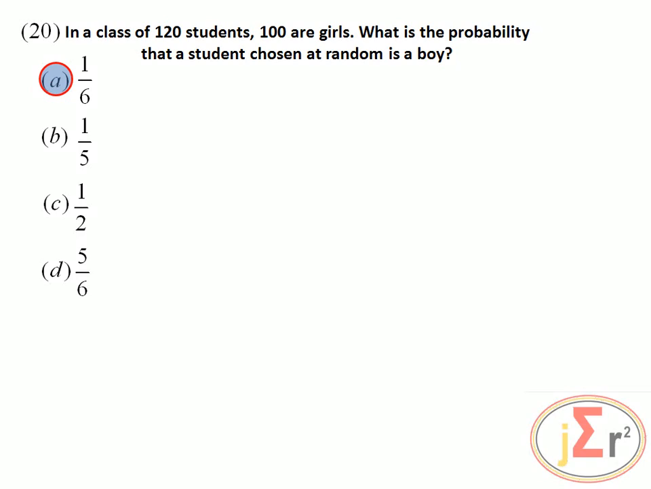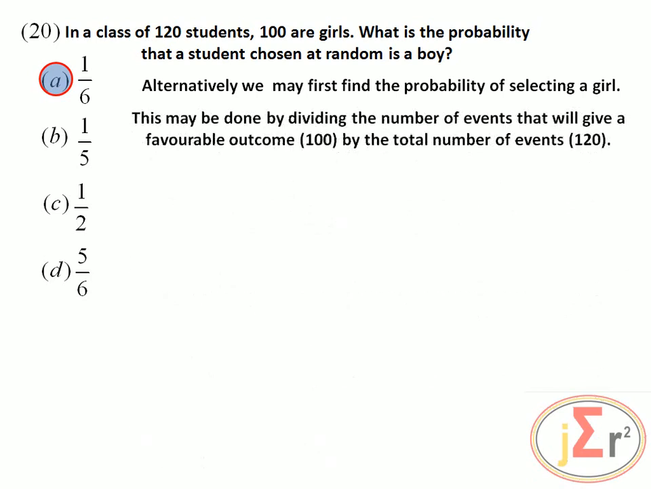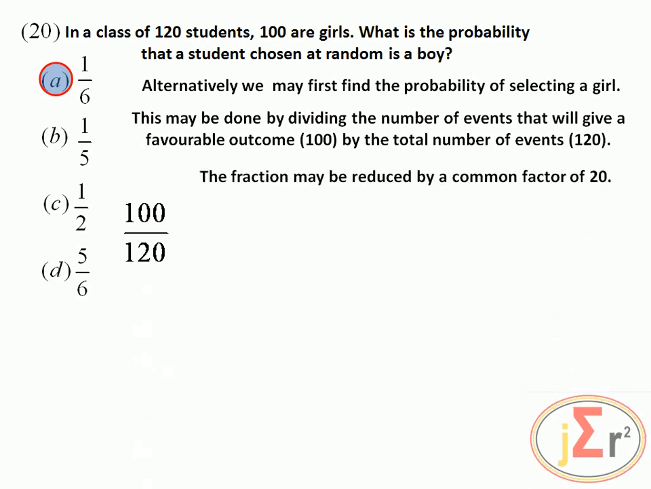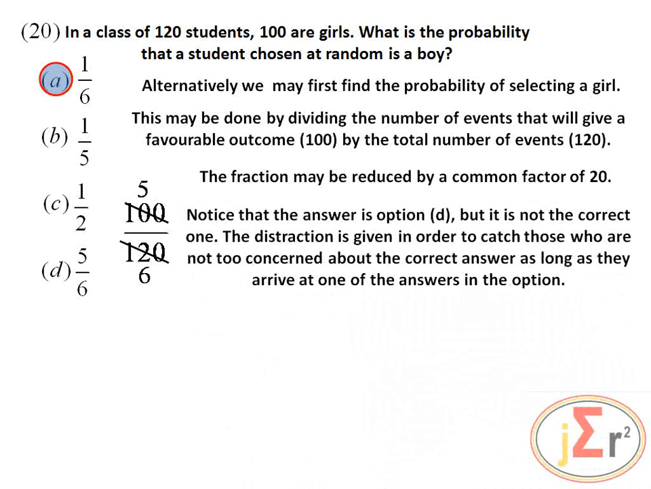Now we have another attempt at the same problem. Alternatively, we may first find the probability of selecting a girl. This may be done by dividing the number of events that will give a favorable outcome, which is 100, the number of girls, by the total number of events, 120, the number of students. The fraction may be reduced by a common factor of 20. 20 into 120 is 6, and 20 into 100 is 5. Notice that the answer is option D, but it is not the correct one.